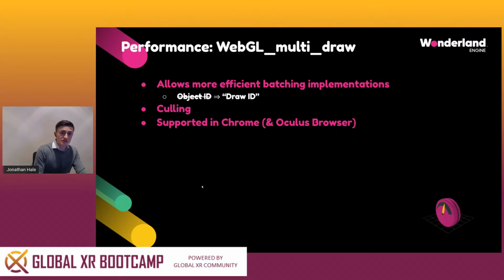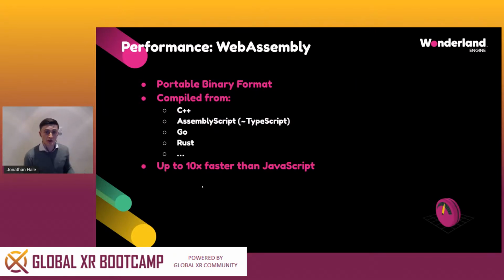So I think we did a lot of optimization on the GPU now. Let's move over to the CPU. And on the CPU, JavaScript was our main performance problem, right? WebAssembly is our solution for this. WebAssembly is a portable binary format.